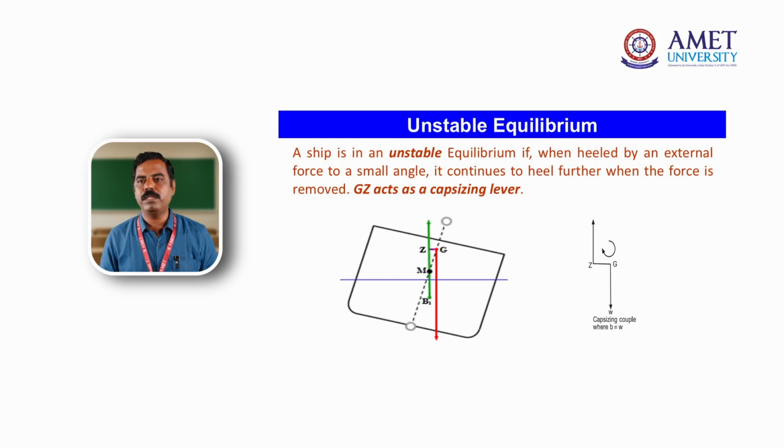So this is a capsizing lever. This GZ is the capsizing lever here. This capsizing lever supports capsizing the vessel. This is because of the unstable condition of the vessel. Our G is located above the metacenter point, so the vessel will reach the unstable condition. This is the unstable equilibrium.